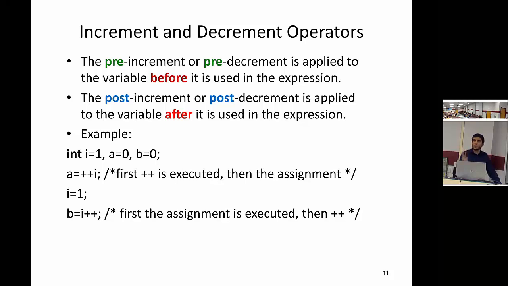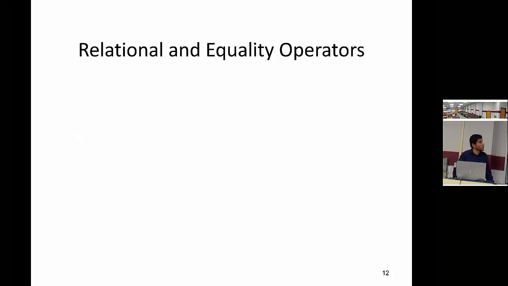Which means there are also two operations I need to conduct, but their order now will differ. The first operation would be to assign i to b, and the second one would be to increment i. So at the end of this line, again, what would be the value of i? 2. But what would be the value of b? 1. Because b gets i before i is incremented. So this is what is meant by post-increment. Is that clear? Makes sense? It's very important to understand this.